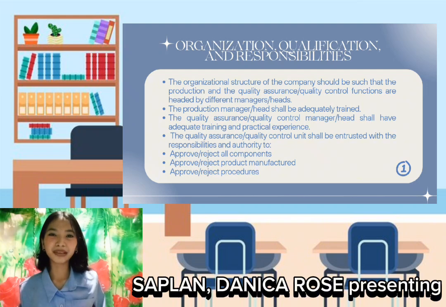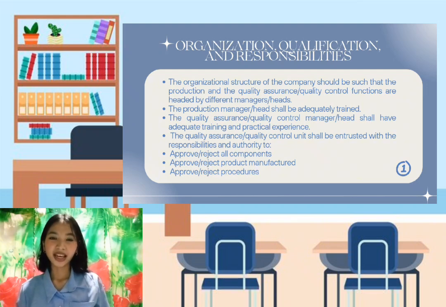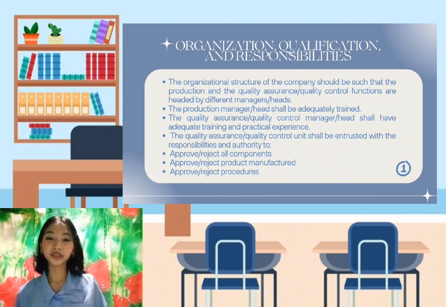Good day, my name is Saplan Dali Rosely, and I'll be discussing organization, qualification, and responsibilities. 1. The organizational structures of the company should be such that the production and the quality assurance or quality control functions are headed by different managers or head.